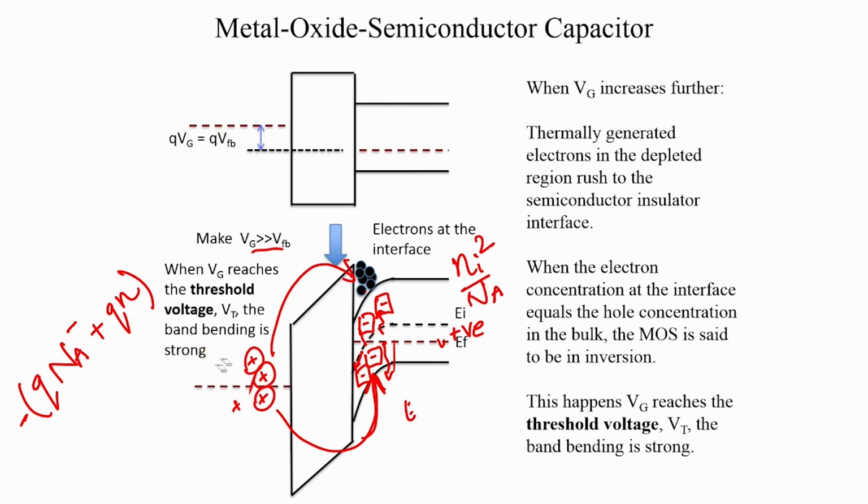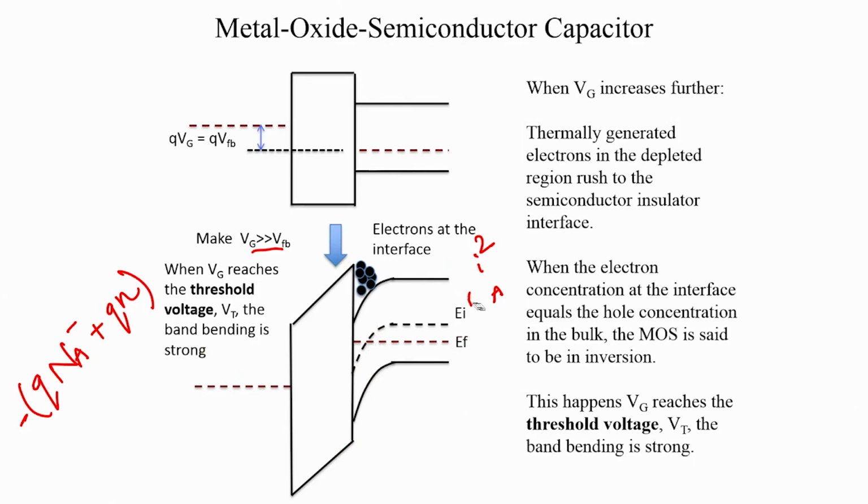Now, the bending could become more and more severe, and we could reach a point, at some particular gate voltage, where the Ei minus Ef in the bulk becomes equal to the Ef minus Ei at the interface. So, what does that mean? Let us say we define this energy difference.